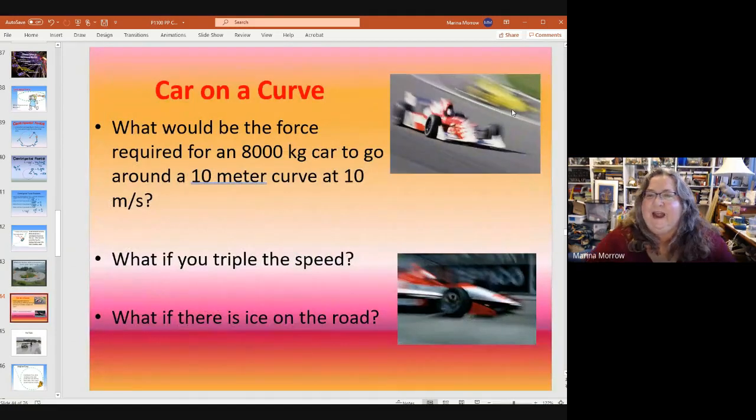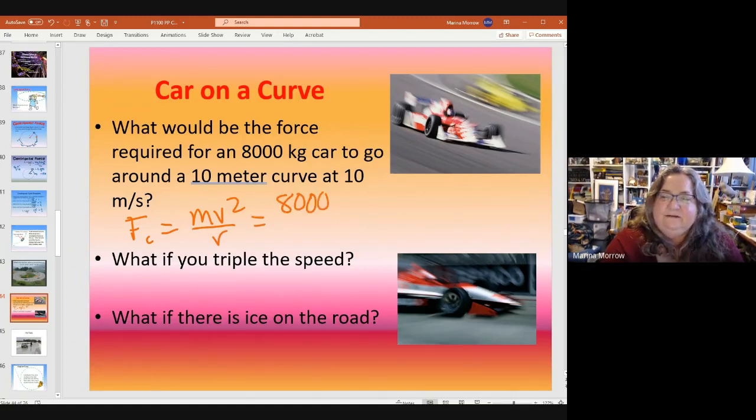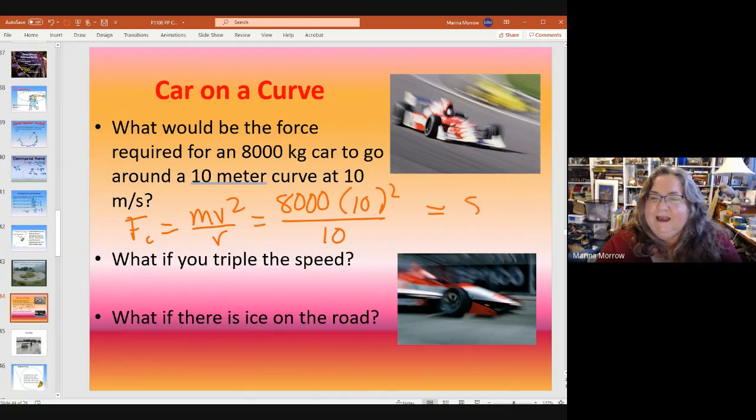What's the force for an 8,000 kilogram car to go around a 10-meter curve at 10 meters per second? Easy to find out. And so 8,000 kilograms, 10 meters per second squared, divide by 10, and we're going to get 80,000 newtons of force. A lot of force to make a fast car.